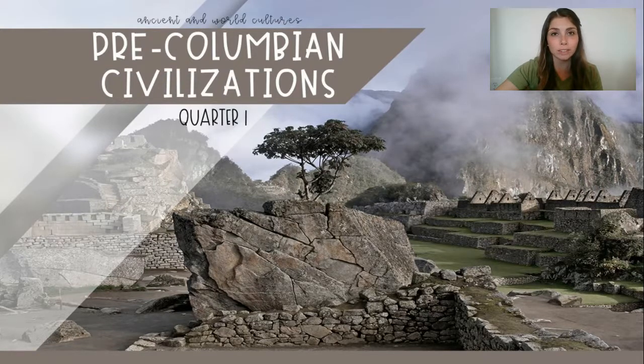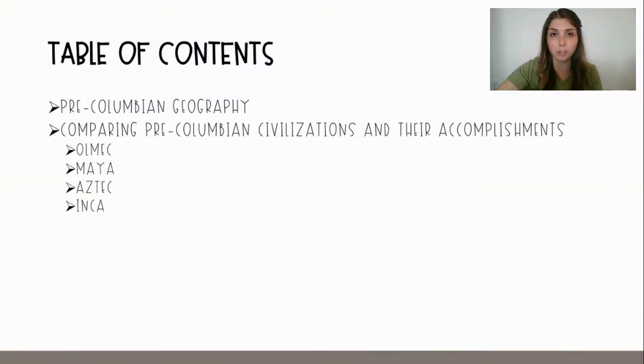Today we're going to take a look at our next ancient and world culture on pre-Columbian civilizations. If you've chosen this culture as your next one to study, make sure you go to the hyperdoc first and complete the pre-assessment before you watch any of the lessons in this unit. Our table of contents for this unit includes the pre-Columbian geography, as well as a look at the comparisons of the pre-Columbian civilizations and their accomplishments. We will be looking at the Olmec, the Maya, the Aztec, and the Inca.